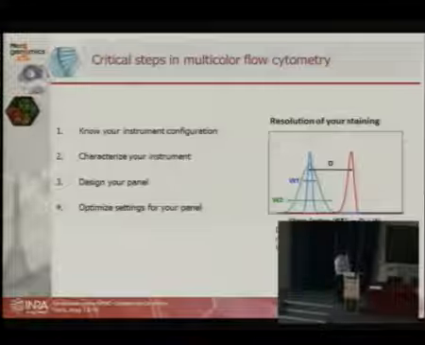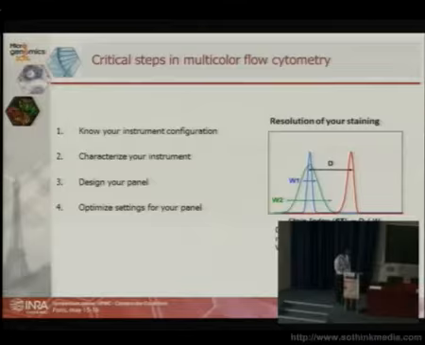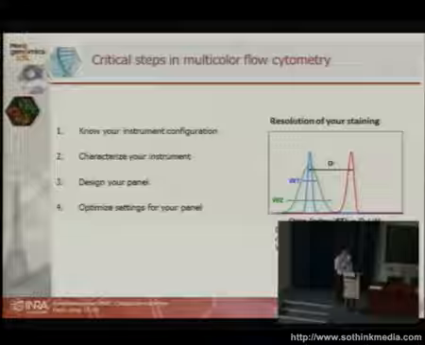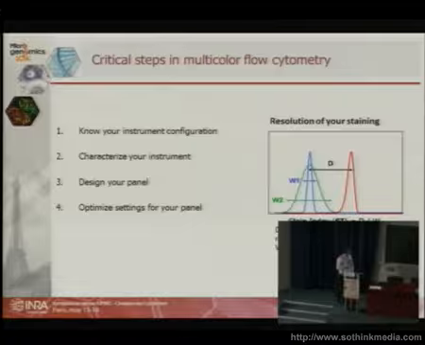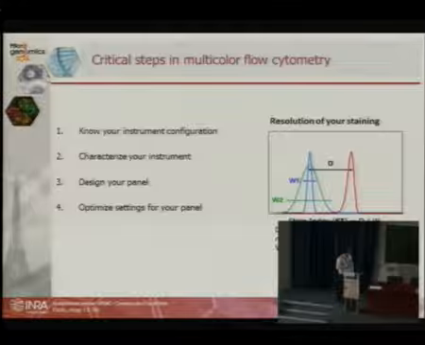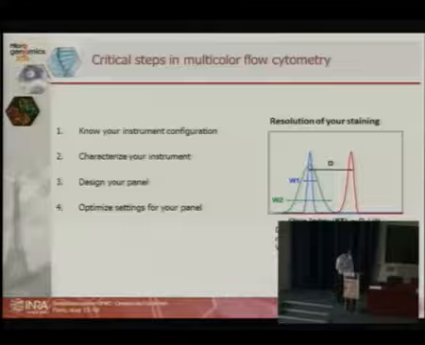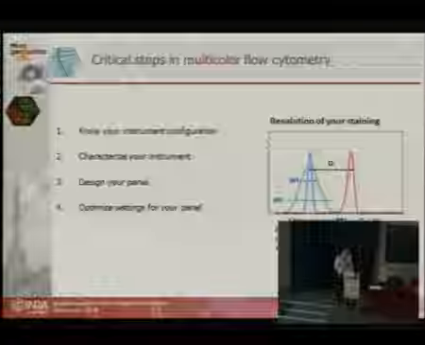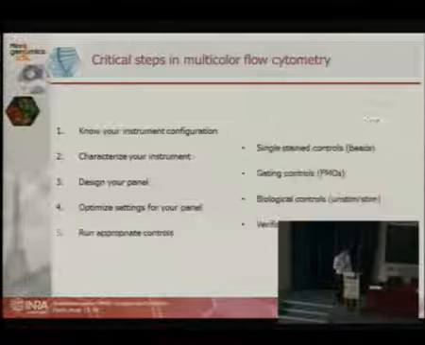Then resolution of staining is also important. What matters for you is the separation between positive and negative. That's fairly easy, but it's not the only thing you should take into account. It's also how your negative cells spread, because if you have an intermediate level that is somewhere here, and you have a big spread of your negative, a big standard deviation of your negative cells, then you will contaminate your intermediate populations with negative cells.